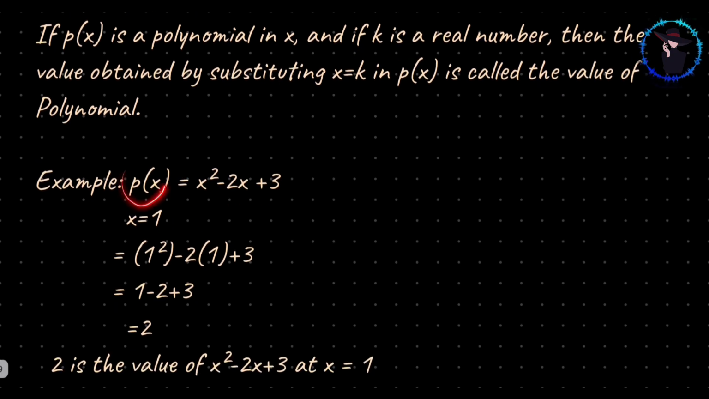As we see here, we have the polynomial p of x as x square minus 2x plus 3. For example, let's take the value of x equal to 1. 1 square minus 2 into 1 plus 3. 1 square is 1, minus 2 into 1 is 2, plus 3. We got 1 plus 3 is 4, minus 2 is 2, right? So 2 is the value of x square minus 2x plus 3 at x equals 1. We need to specify what value of x we are taking. A real number can be any number, so we should specify which value we used to get this answer. This is known as the value of a polynomial.